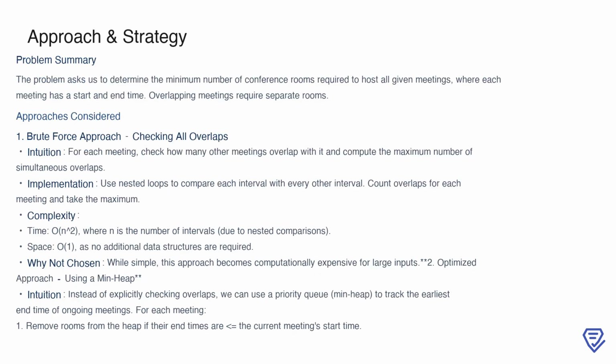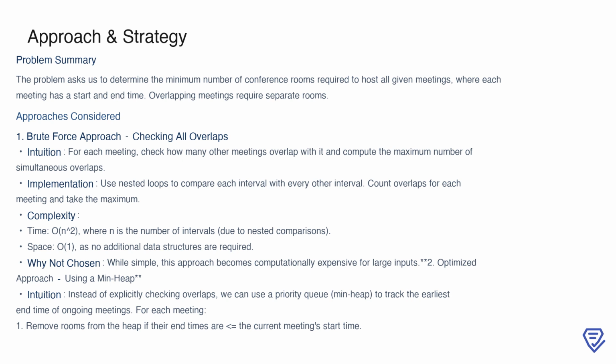In this problem, we need to determine the minimum number of conference rooms required to host all given meetings, where each meeting is defined by a start and end time. The key challenge here is handling overlapping meetings, as each overlap necessitates a separate room. We first consider a brute force approach.